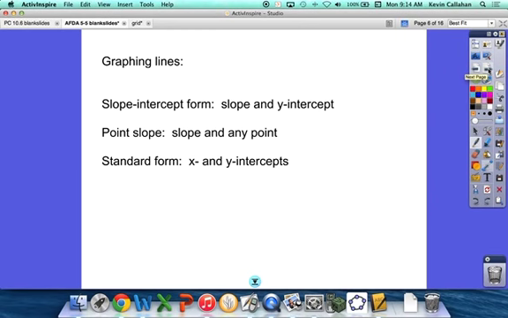Okay, so the last kind of line that we learned about is called standard form. So far, we know that we can graph lines in slope-intercept form, where we use the y-intercept and the slope. We can graph in point-slope form, where we use the slope and any point. In standard form, you use two particular points: the x-intercept and the y-intercept.